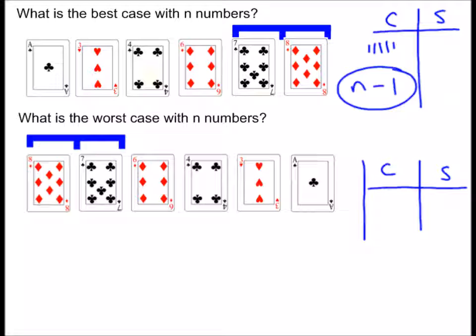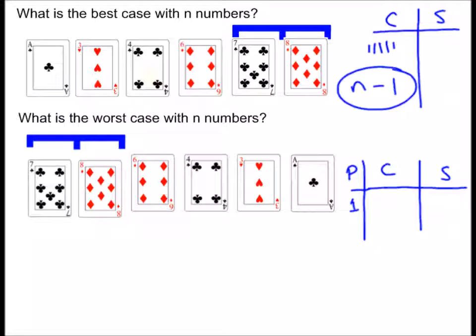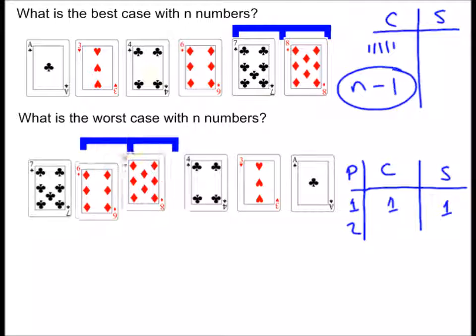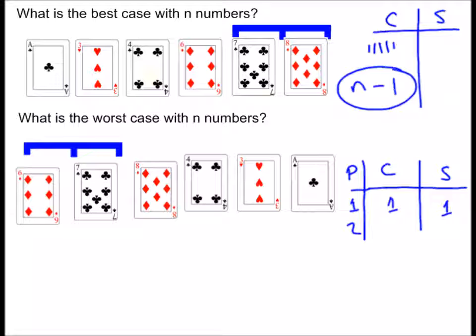All right, this time I'm going to keep a note of the pass number as well. So on pass number 1, I compare my cards and I do need to swap them. So that was one comparison and one swap. On my second pass, well, this means we can move over to here now. I compare my 6 and my 8, I'm going to swap them. Then I compare my 7 and my 6, and I swap them. So that was 2 comparisons and 2 swaps.